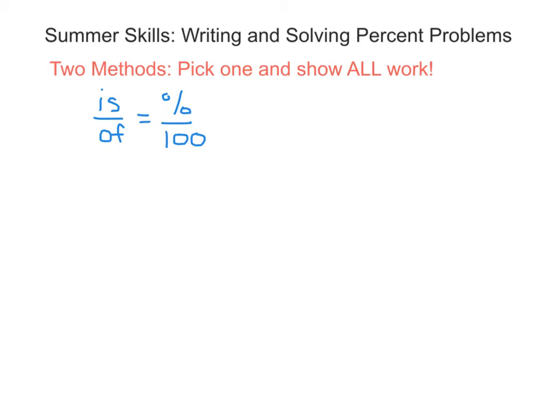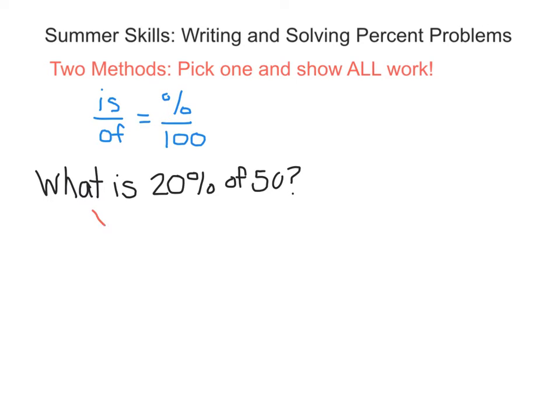So we might say, what is 20% of 50? When you learned this previously, you may have heard part over whole. I like to use is over of because those are usually the words that are used in the problem. So it says what is, that means we don't know what the is. So that's going to be our x. My of here, it says of 50.